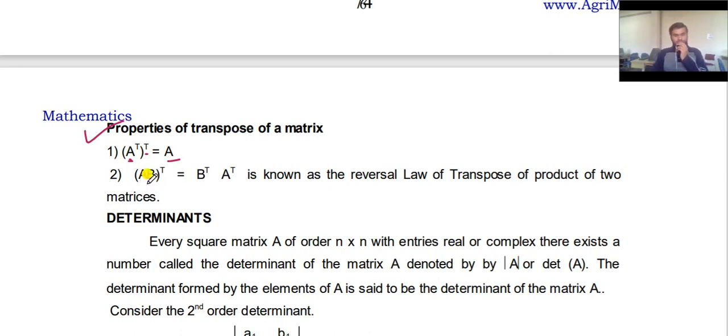If we transpose the product of two matrices A and B, the transpose of A into B is equal to the transpose of B into the transpose of A. It is also known as the reversal law of transpose of the product of two matrices. So in this topic we discussed how to transpose a matrix.